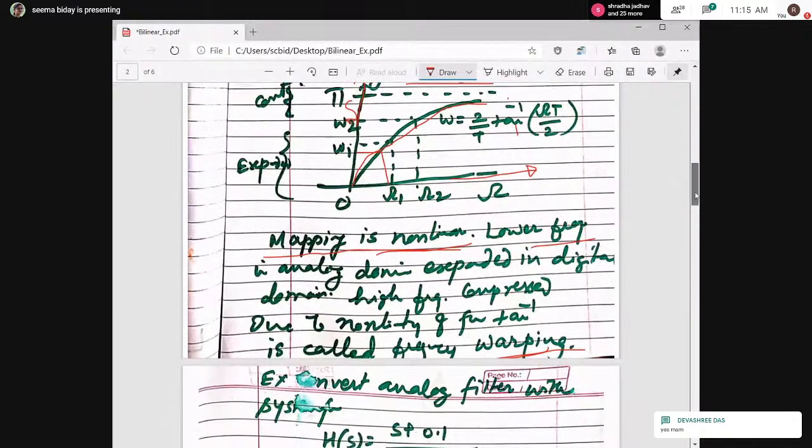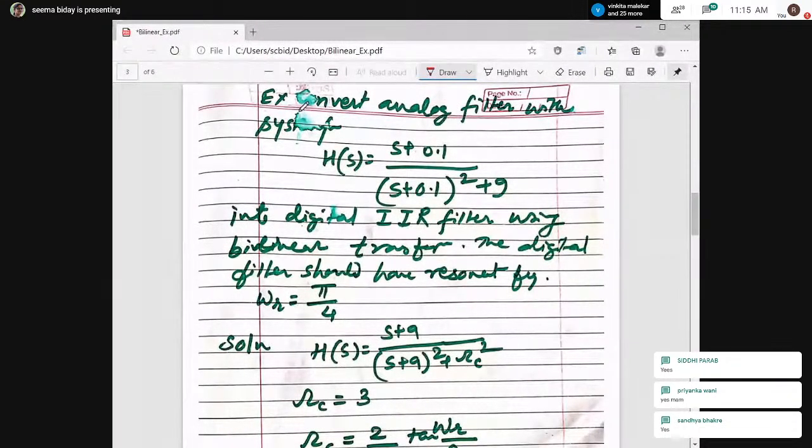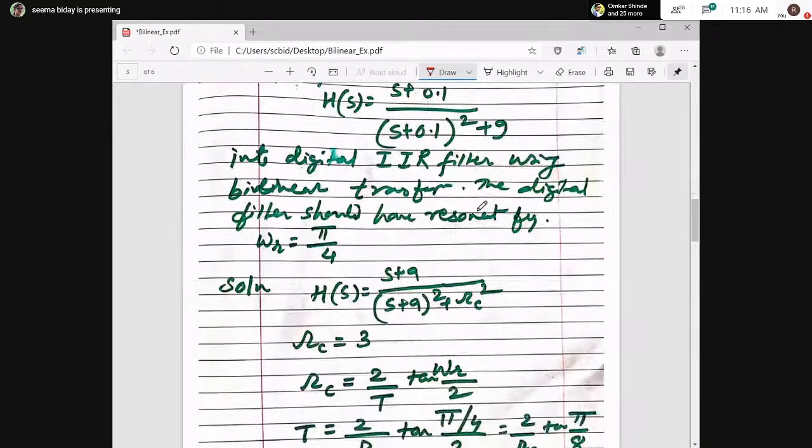Now, take down the next example. Convert the analog filter with system function H of s equal to (s plus 0.1) divided by ((s plus 0.1) squared plus 9). Yes, all of you should note this down and solve the example.